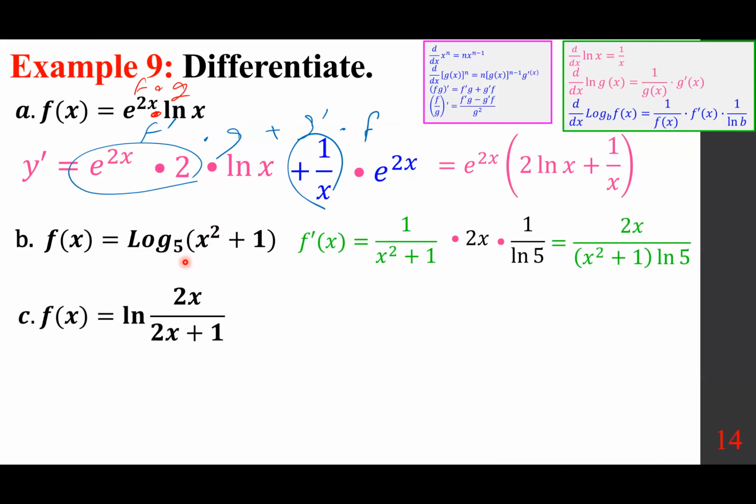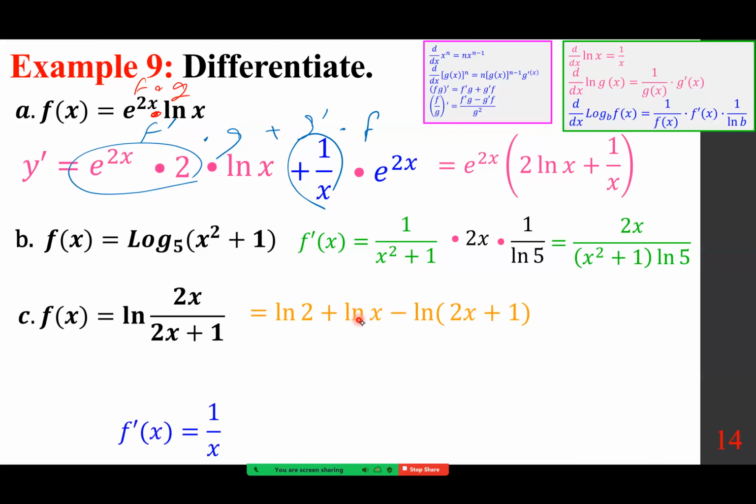This is ln of the top minus ln of the bottom. Ln of the top is ln of 2 plus ln x. This is decomposition of the log completely. This is a number. So that gives you 0. Ln x gives you 1 over x minus 1 over 2x plus 1 times its derivative, which is 2, the derivative of the argument. And again, you're done with calculus.